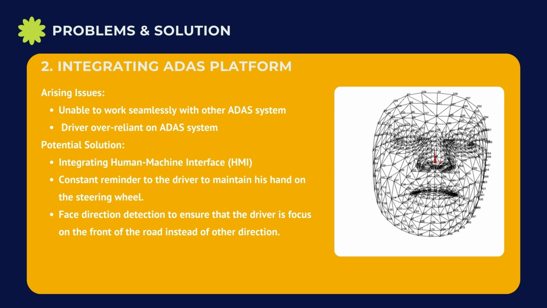By integrating a unified and intuitive HMI that provides feedback and alerts to the driver about the ADAS features, this can also keep the driver engaged about the status of the ACC, such as the distance and when a car is experiencing braking. This can prevent the driver from being too reliant on the ACC and ADAS features, causing the driver to lose focus when driving. Reminders to keep the driver's hands on the steering wheel or face direction detection can be implemented to ensure that the driver is constantly focused and not fully reliant on these features.